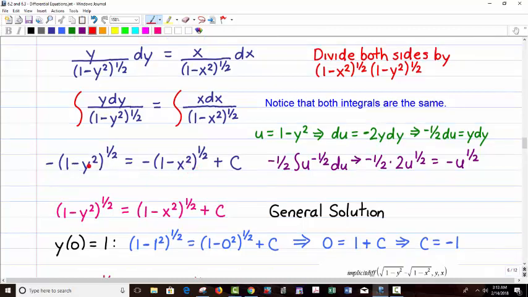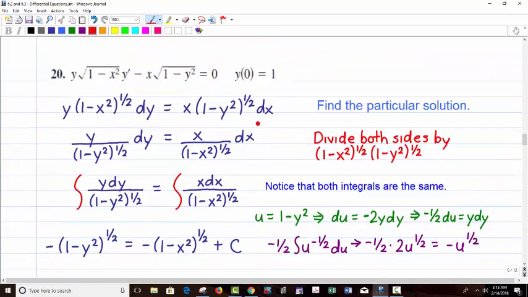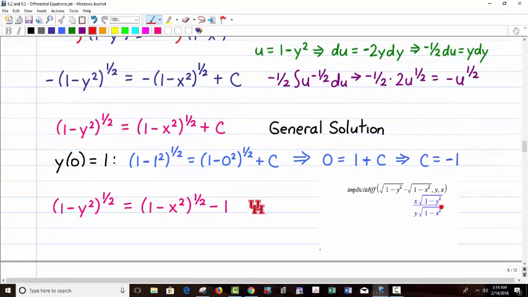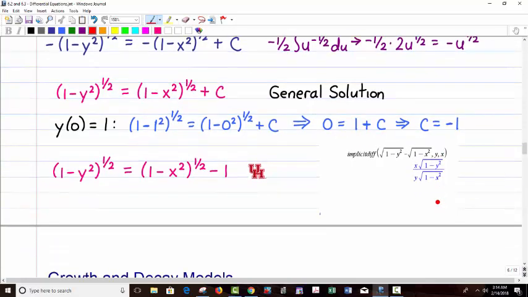So the exact same integral. And then what was our condition here? y of 0 equals 1. So if I put 0 in for x and 1 for y, I can solve for that c right there. I'll have 0 equals 1 plus c, and then c equals negative 1. So there would be my final answer.